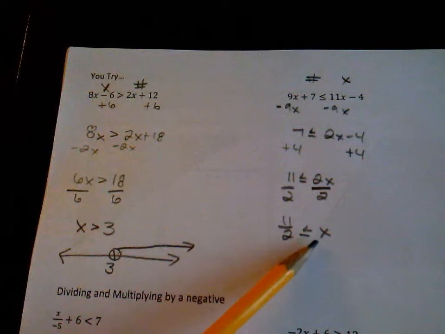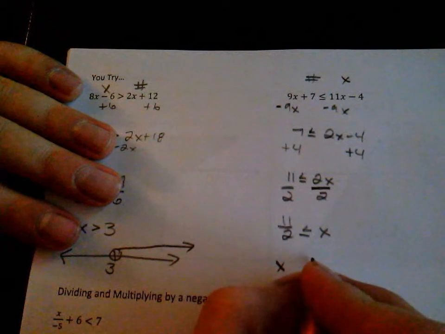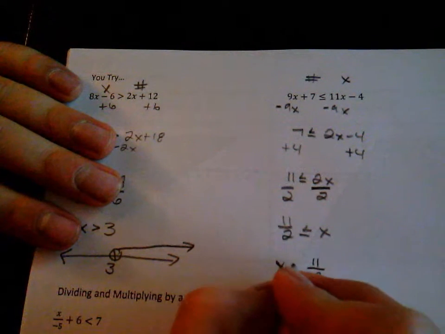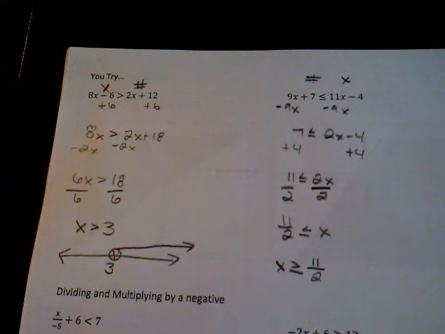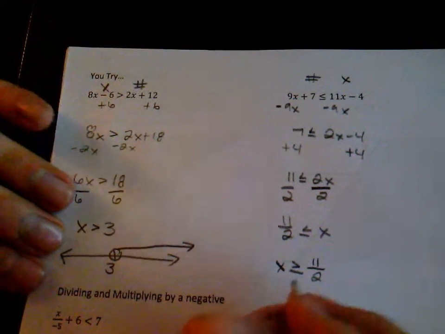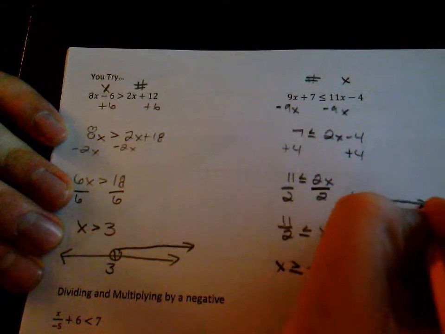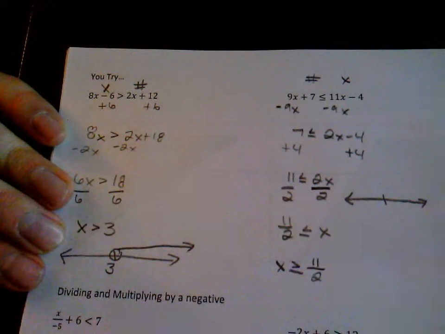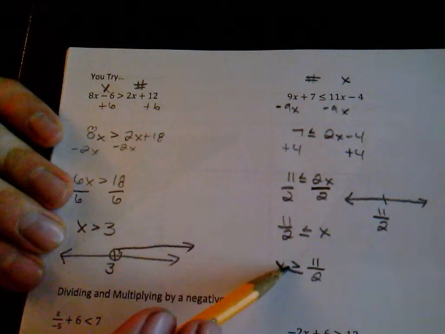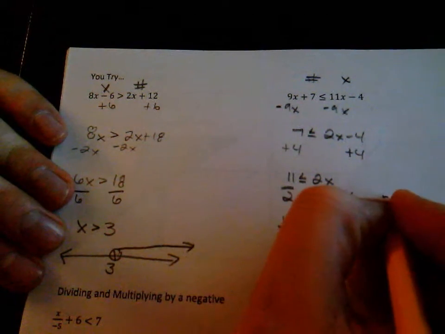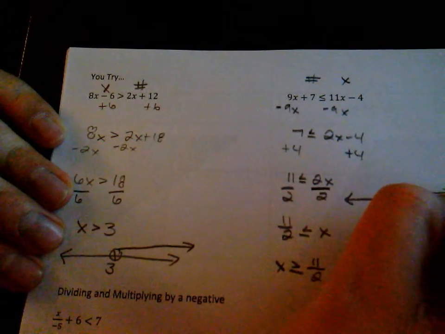Now, since this x is on the wrong side, we want it on the left hand side. Let's switch the numbers and switch the sign. Now we can tell which way our number line should go. So we're going to make a little number line, and put 11 over 2. This arrow is pointing to the right, so we're going to make a little closed circle because there's a line underneath, and go that way.